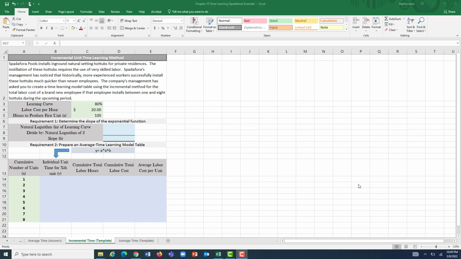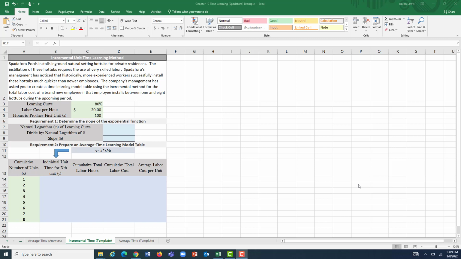Hello everyone, we're going to do an example problem using time learning models. What exactly is a time learning model? Well, a time learning model is a way to come up with numbers which will help you budget for how much quantity of labor you're going to have to pay for, and also what your labor cost is going to be for that quantity of labor.